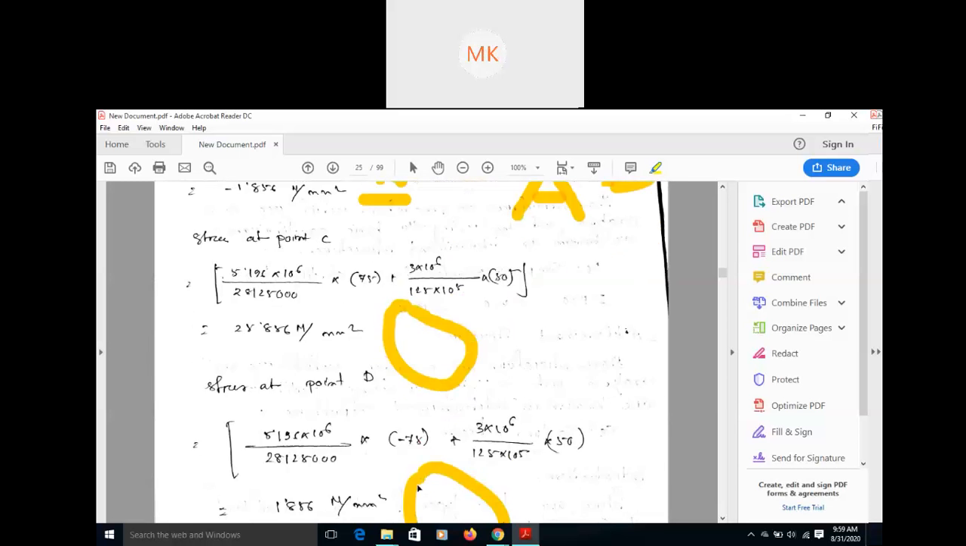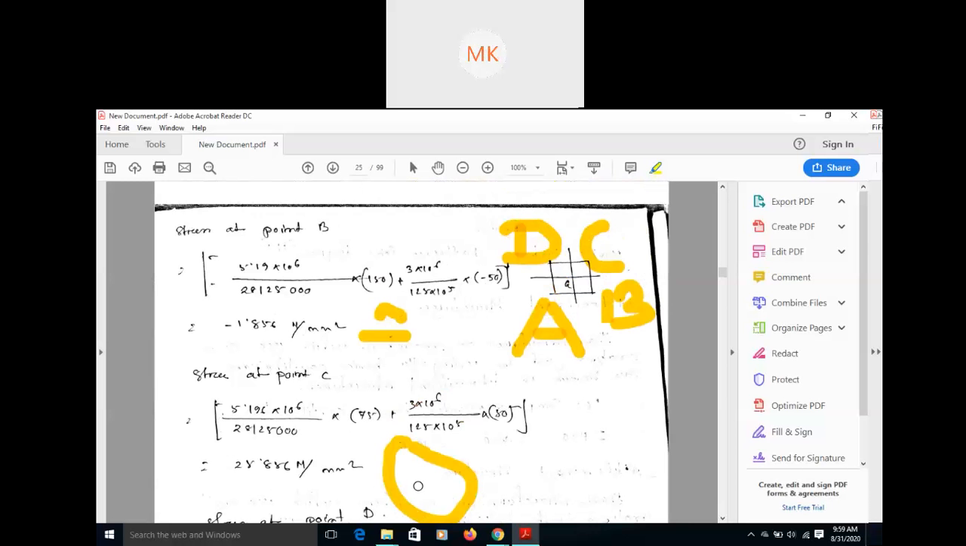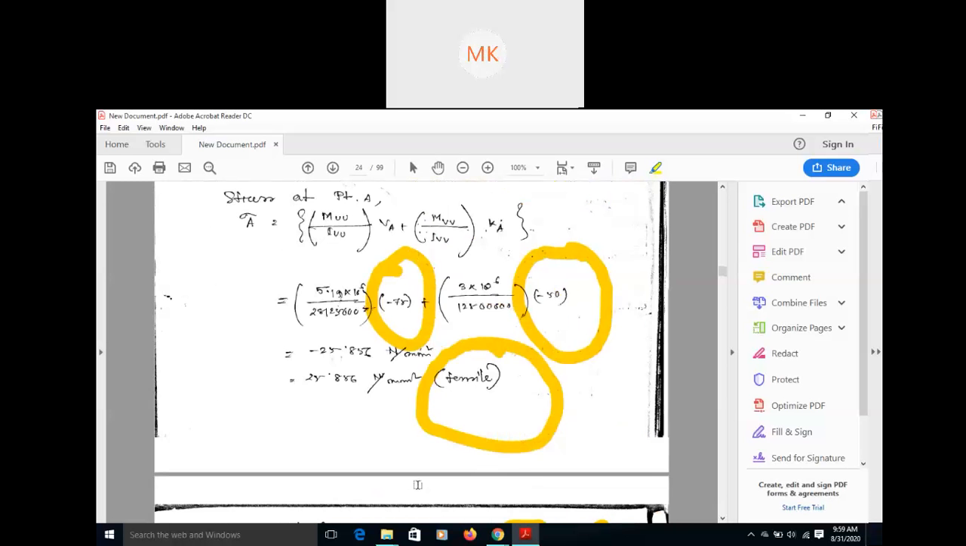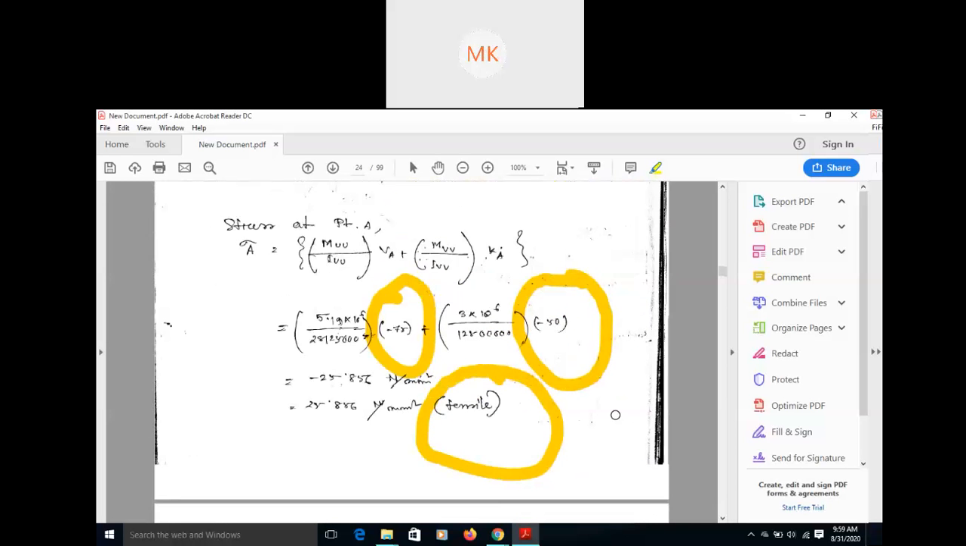This is a very simple numerical. I think you can easily solve it. Just remember the simple formula, and as per the coordinate system, you need to find out the coordinate of each point as per the Cartesian axis. Just put in all these values and you will easily find out. So, does anyone have any doubt?